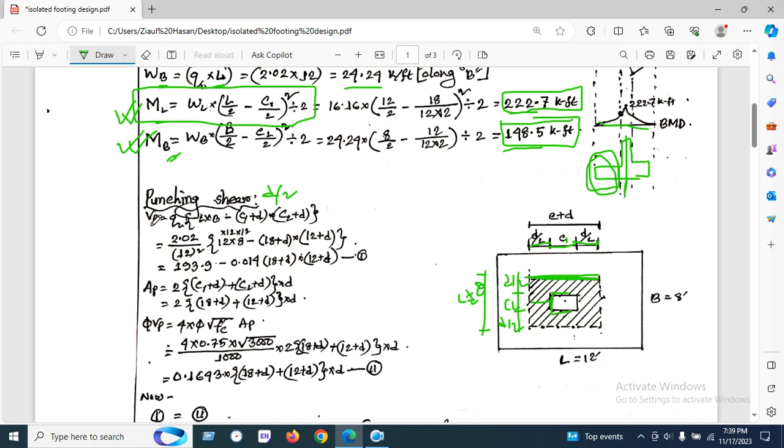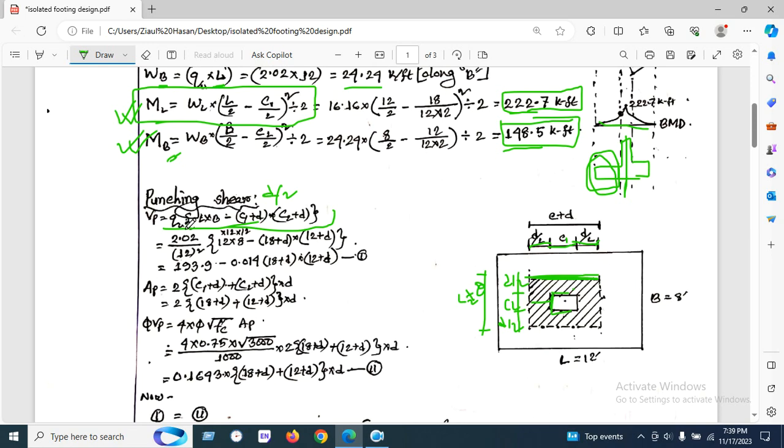So we can see the punching shear force is Q, ultimate soil pressure, into L into B. L into B means the area of footing, and we will deduct the punching area. Sorry, this will be C1 plus D and C2 plus D. So we have got the value.